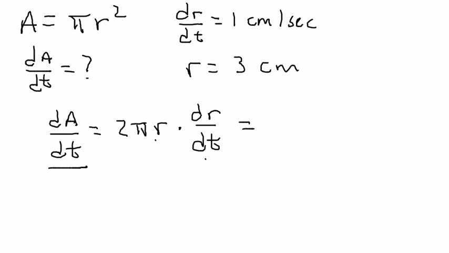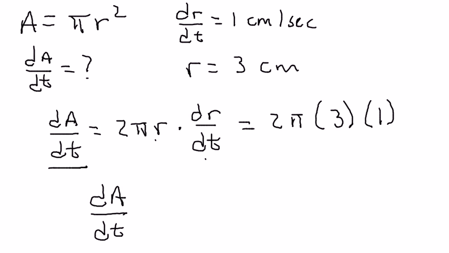So dA over dt is going to be 2 pi times 3 times 1. Multiply that out, and what I'm going to find is that dA over dt, the rate of change of the area of the circle in this particular scenario, is going to be 6 pi. And again, remember, we're looking at units of measure, so it's the rate of change of an area, so it's got to be centimeters squared per second. What happens here is the radius is in centimeters, and the rate of change of the radius is in centimeters per second. So centimeters times centimeters per second gives us centimeters squared per second.